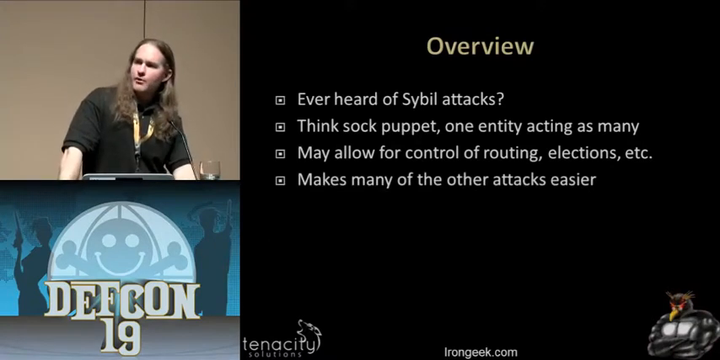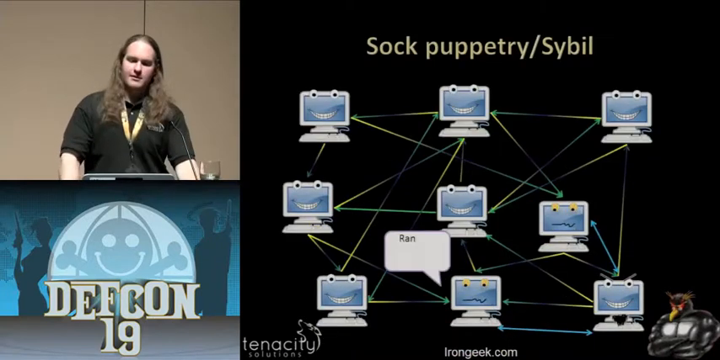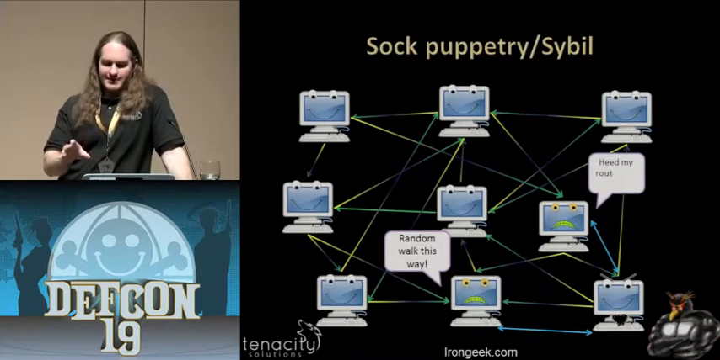It makes a lot of other attacks easier. The more nodes that you own in the network, the easier it is to pull off traffic analysis attacks because you can see the data passing through you at more locations. So to illustrate that, all these different nodes may look like they belong to different people, but if they're all controlled by the same person, he can start manipulating the network in various ways.